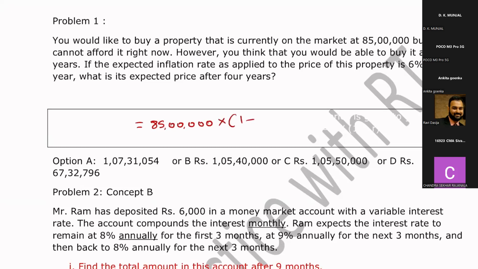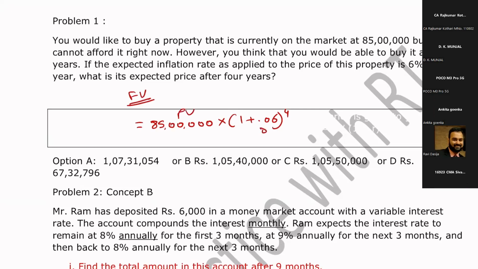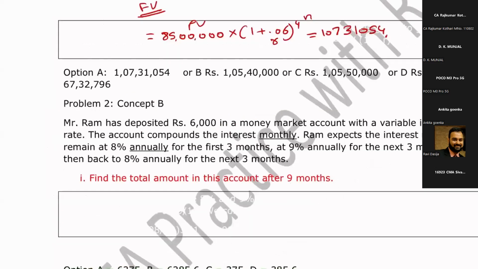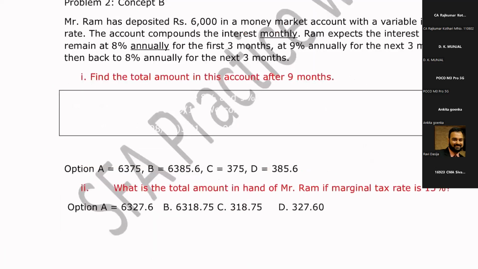85 lakh into 1 plus 0.06 the power 4. This is the future value. You have the present value, you have the rate, you have the n. Answer is wrong. Okay, sorry. You want the name. You are not in the group, Anuradha. Give me a minute. Yeah, answer is 107,31054. Option A. Next question.